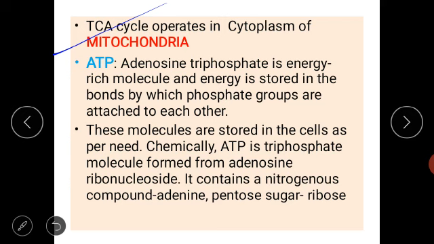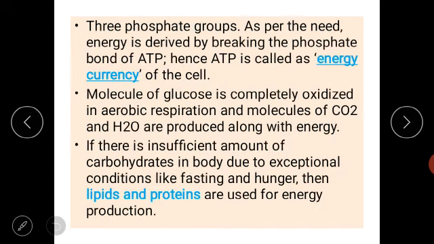So 3 molecules of phosphate make triphosphate, and they are attached by bonds. When one of the bonds is broken down, energy is released, energy is liberated, and that is used by the cell for various purposes. The 3 phosphate groups are attached by bonds to each other, as I said. As per the need, energy is derived by breaking the phosphate bond of the ATP. Hence, ATP is called the energy currency of the cell.